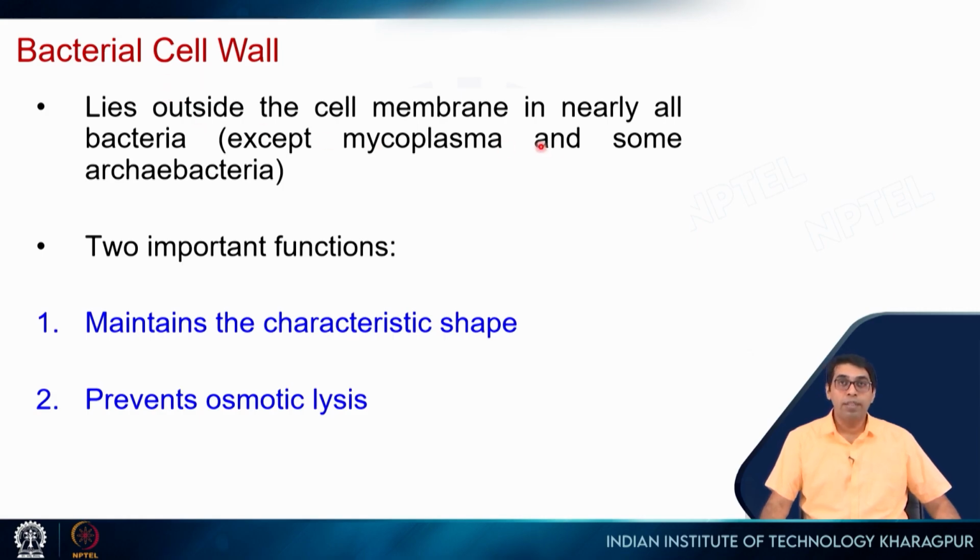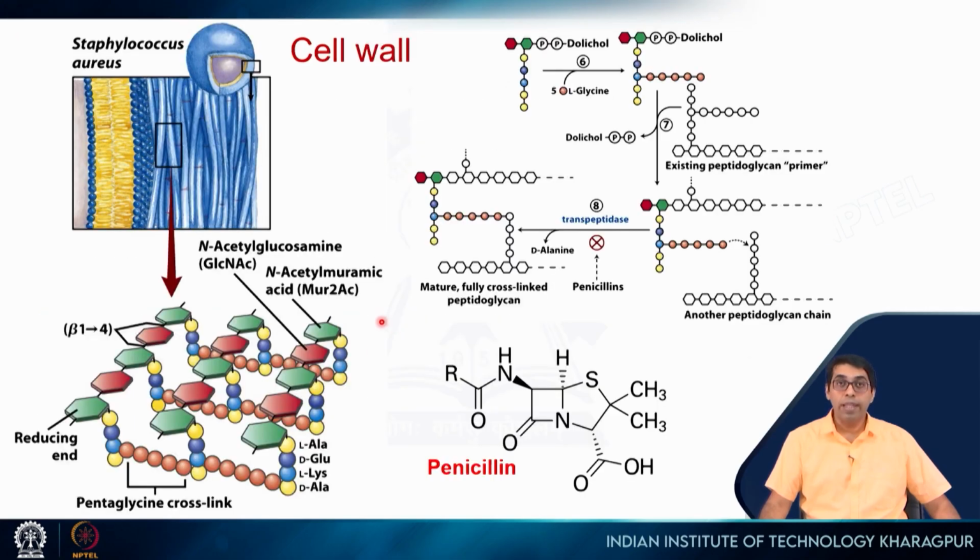It lies outside the cell membrane in nearly all bacteria except Mycoplasma, the smallest one that we saw, and some archaebacteria. They have two important functions. First, they maintain the characteristic shape of the cell and they prevent osmotic lysis. So, there will be a mismatch of salts and other molecules inside and outside, and that can result in lysis of the cell. That type of lysis is prevented mechanically by this bacterial cell wall, and that is something that becomes very important for us.